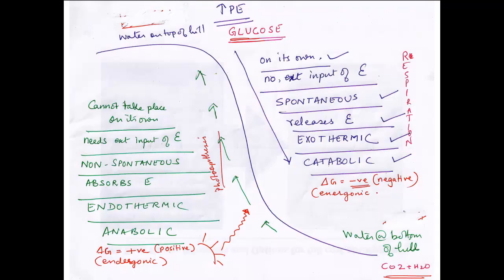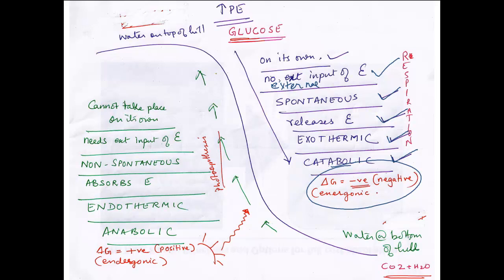Okay, so water on top of the hill has high potential energy. It can flow down on its own with no external input of energy. It is spontaneous. It releases energy. It's also called exothermic in many reactions. It is also called catabolic in many reactions. I will come to this shortly. Please bear with me.